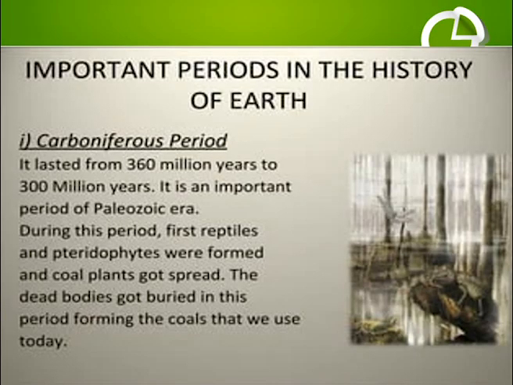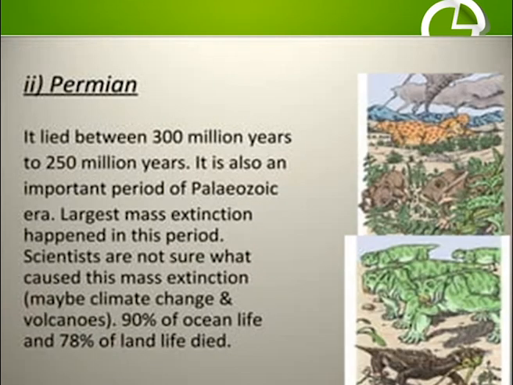Among the most important periods in the history of Earth, we have the Carboniferous period, where the forests were destroyed by the warm temperatures and transformed into coal, and they were deposited under rocks and transformed into fossil fuels. The Permian period has seen the evolution and extinction of large, huge animals.